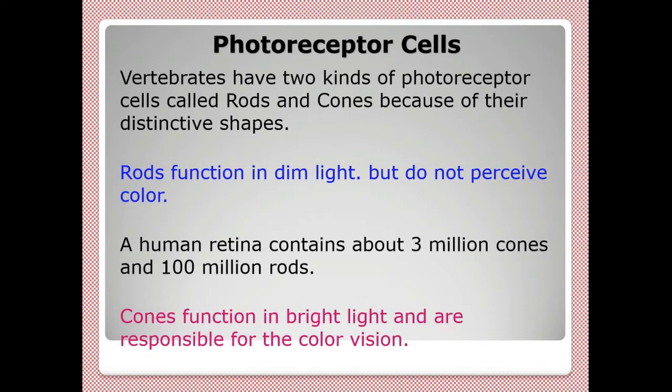You are able to see the color that is around you because of the presence of the cone cells. Suppose these cone cells are not functioning properly, what will happen? That is what we are going to see in the last topic, color adaptation.